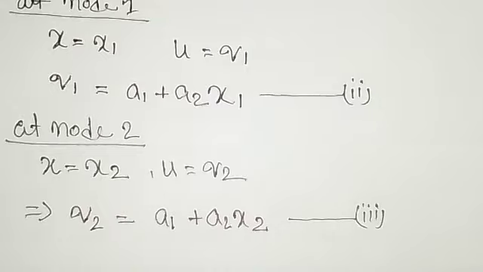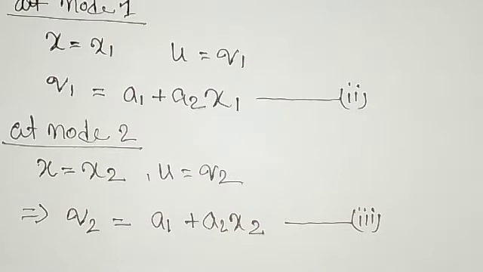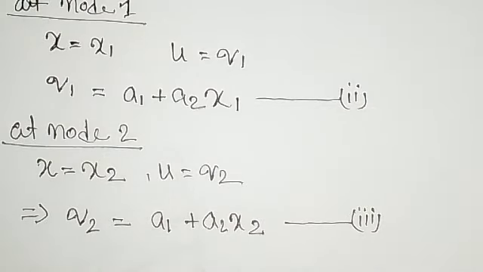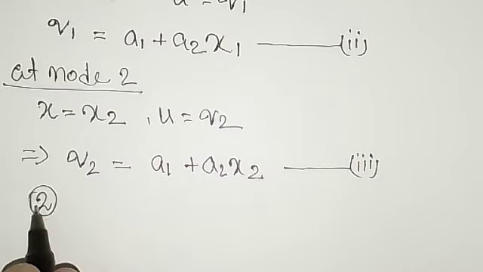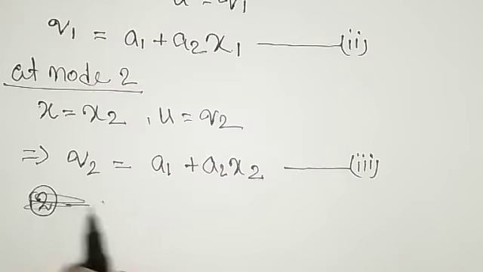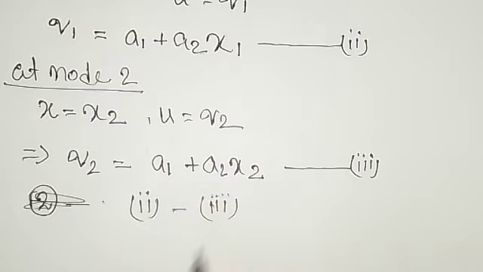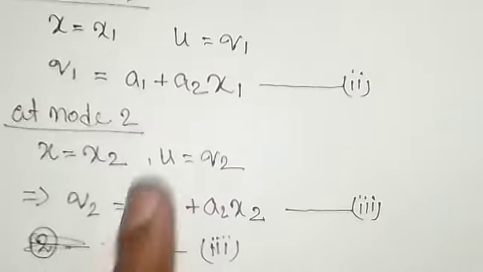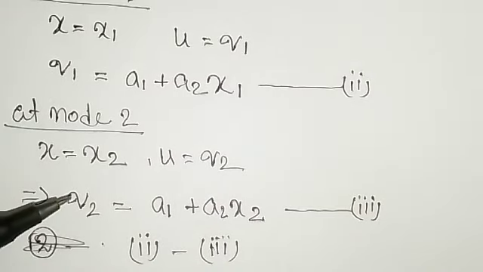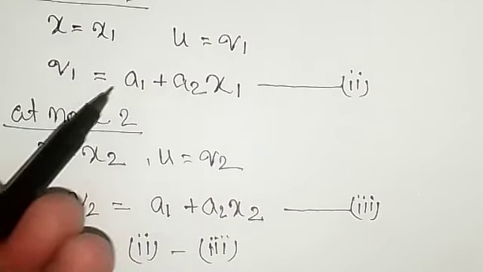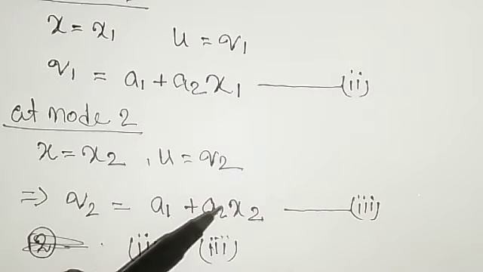All right. Now we have to find out a1 and a2. For that we can simplify equation 2 and equation 3. So we can subtract 3 from 2, that is, equation 2 minus equation 3, right? So when you subtract, this is equation 2 and this is equation 3. It means that q1 minus q2 is equal to a1 plus a2 x1 minus a1 plus a2 x2.